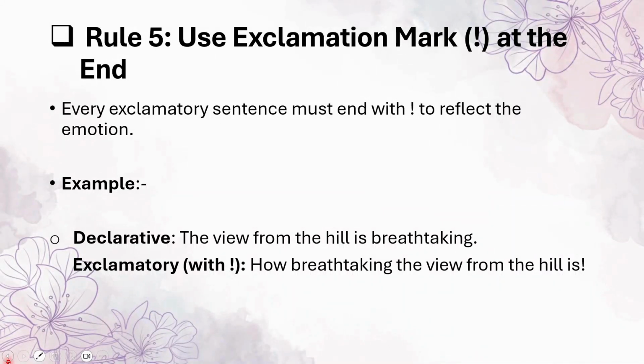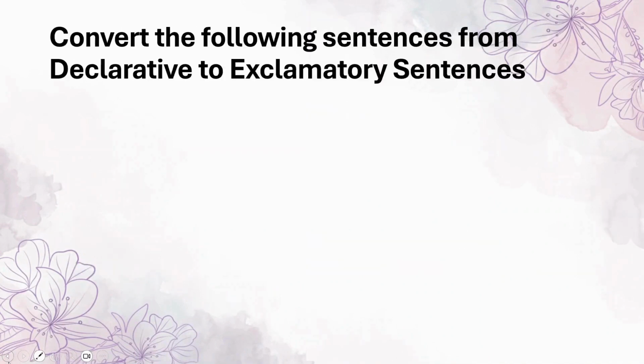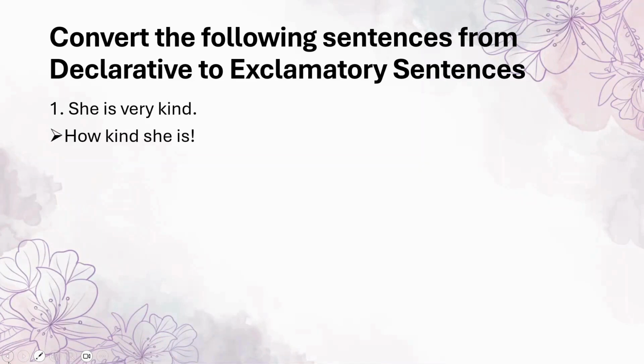Now we'll go through some conversions to make this topic crystal clear. Our first example, she is very kind. Here, very is an intensifier and kind is the adjective. The exclamatory sentence is: how kind she is. We remove very and use how to express emotion.